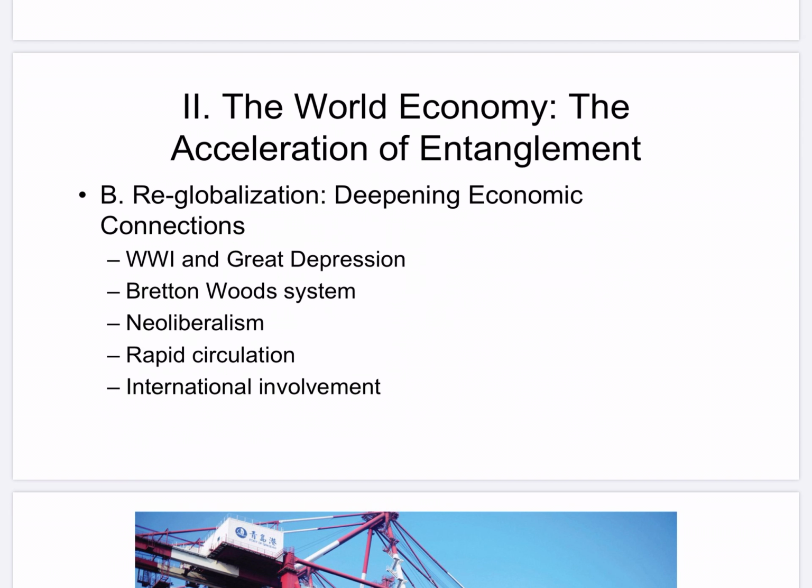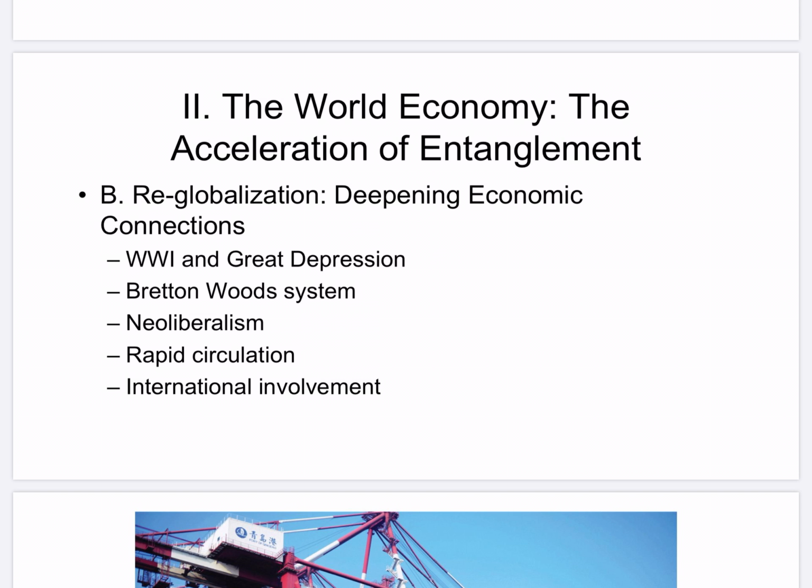All right, reglobalization, deepening economic connections. So World War I and the Great Depression played havoc on the globalized world. Post-World War II, there's a renewal of earlier trends. The Bretton Woods system was established. It's the World Bank and the International Monetary Fund in order to prevent economic contraction and nationalist excesses. The capitalist countries viewed the world as a single market by the 1970s, and this is neoliberalism.